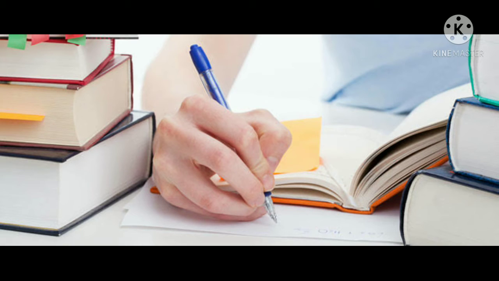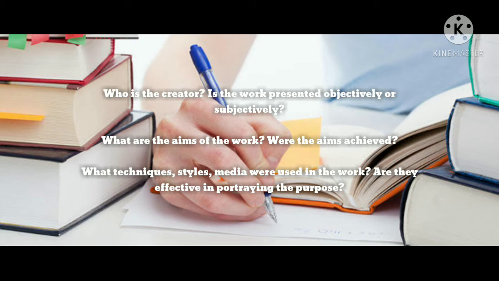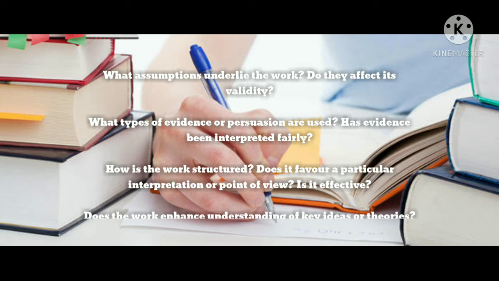Examples of key critical questions that could help your assessment include: who is the creator? Is the work presented objectively or subjectively? What are the aims of the work? Were the aims achieved? What techniques, styles, media were used in the work? Are they effective in portraying the purpose? What assumptions underlie the work? Do they affect its validity? What types of evidence or persuasion are used? Has evidence been interpreted fairly?